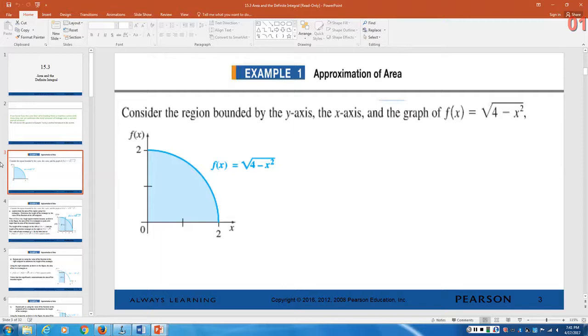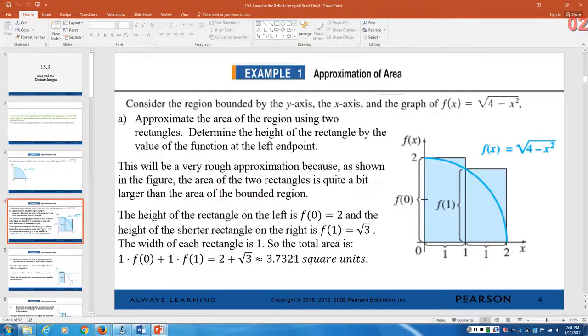If we look at the region bounded by the y-axis, the x-axis, and the graph of f of x equals the square root of 4 minus x squared. Basically, the square root of 4 minus x squared is a quarter of a circle. That actually is what it is. It's 1/4 of a circle. And if we wanted to know the exact area of that quarter of a circle, we would have a hard time doing it with geometry formulas if the only thing we have are formulas about rectangles and such as that.